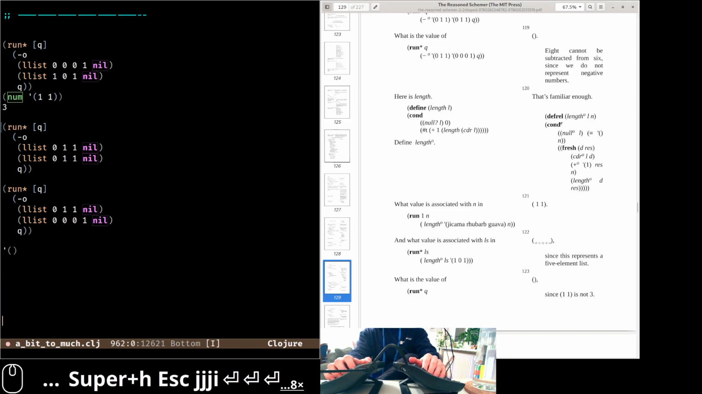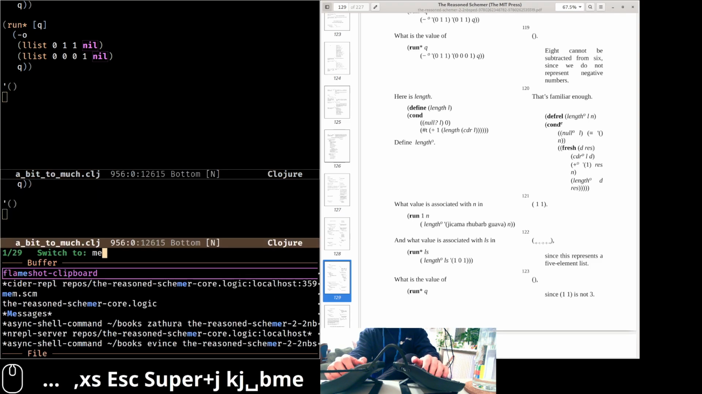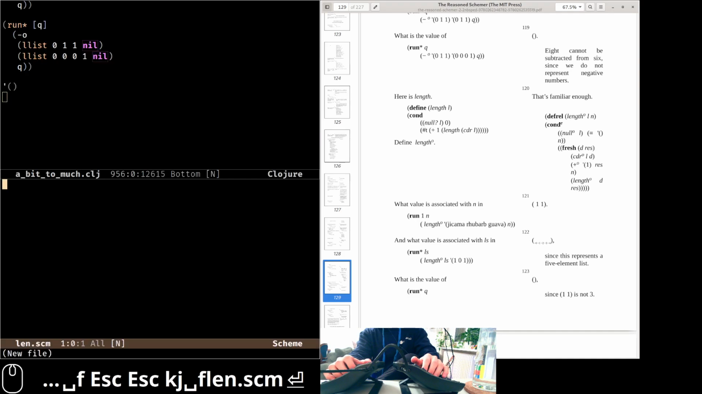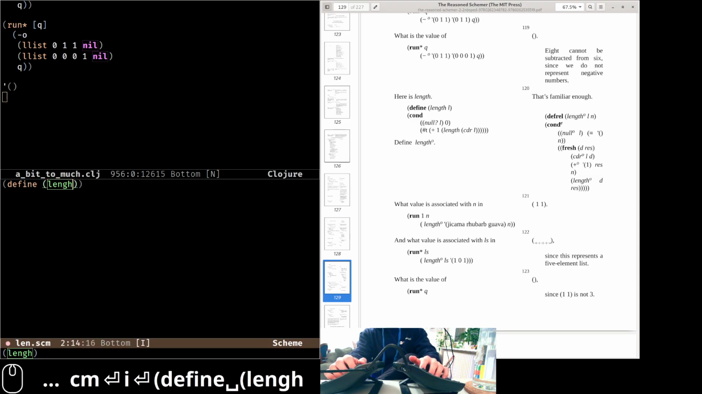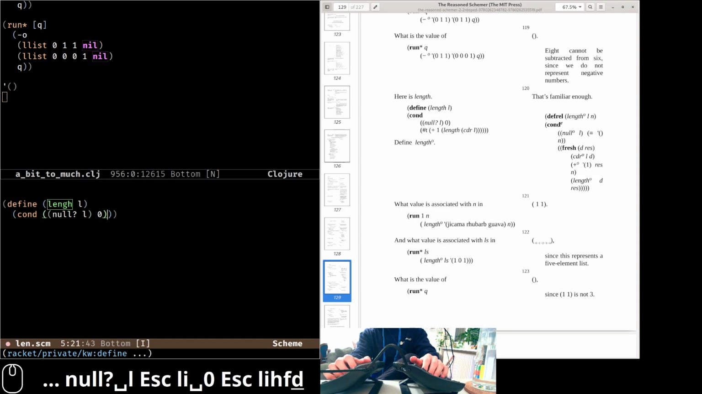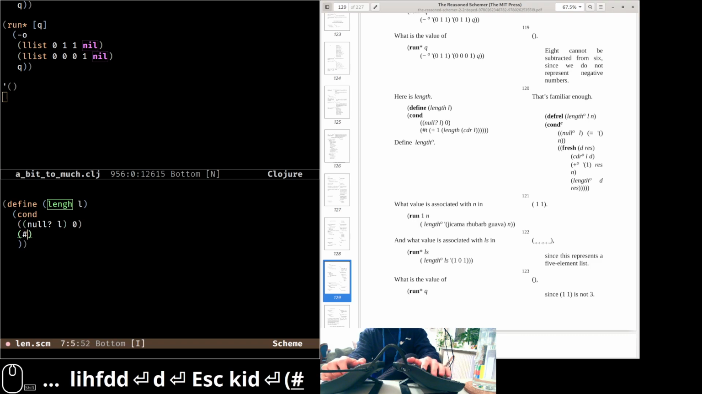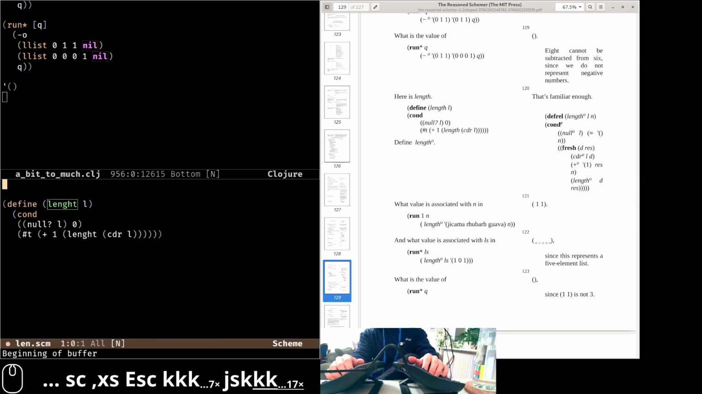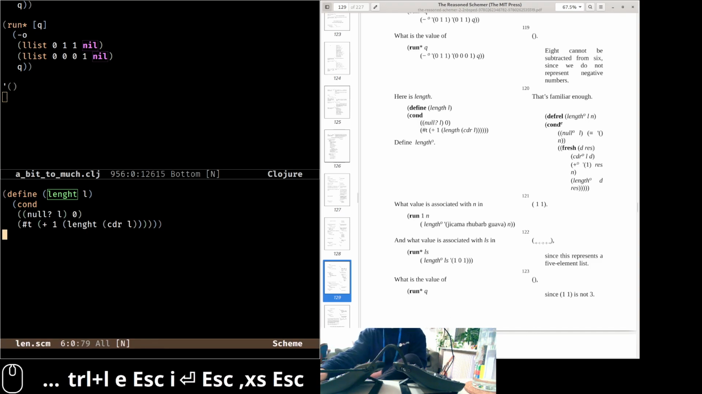Alright, here is length. Length is kind of like the simplest thing that you could define in terms of a recursion, I feel like. So let me go to a Scheme buffer. Define length L. If L is null, then the outcome is 0, otherwise it's length in the recursive call and then plus 1. Oh, and this is for example not a tail recursive definition. I don't know if this matters right now.